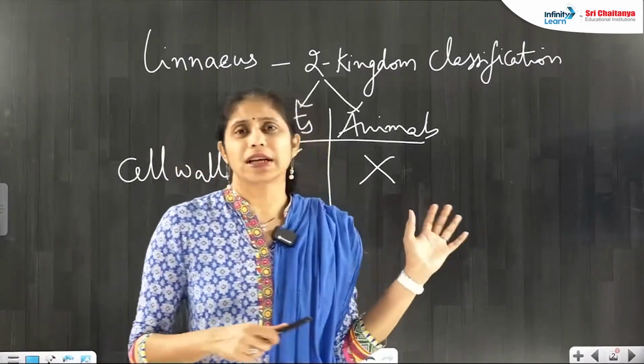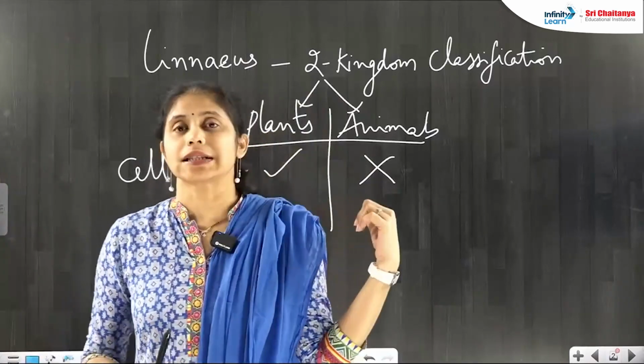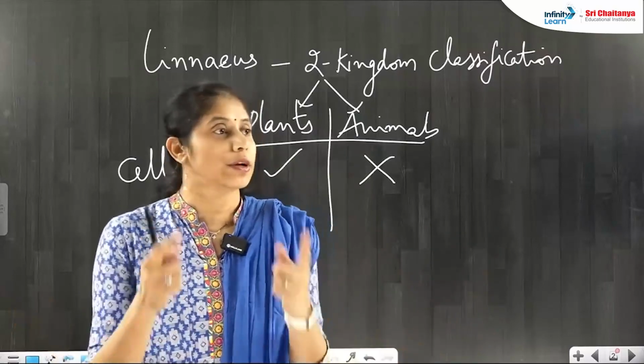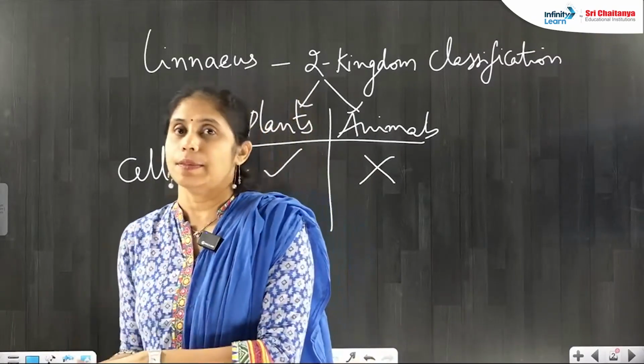But in the initial days, this classification was accepted by so many people because it is very easy to understand, because only one point is considered: whether the cell wall is present or absent.